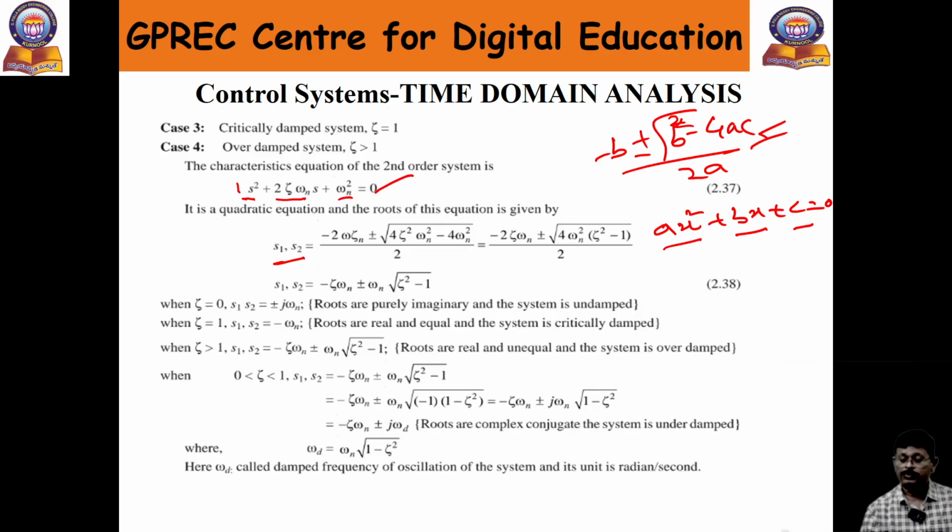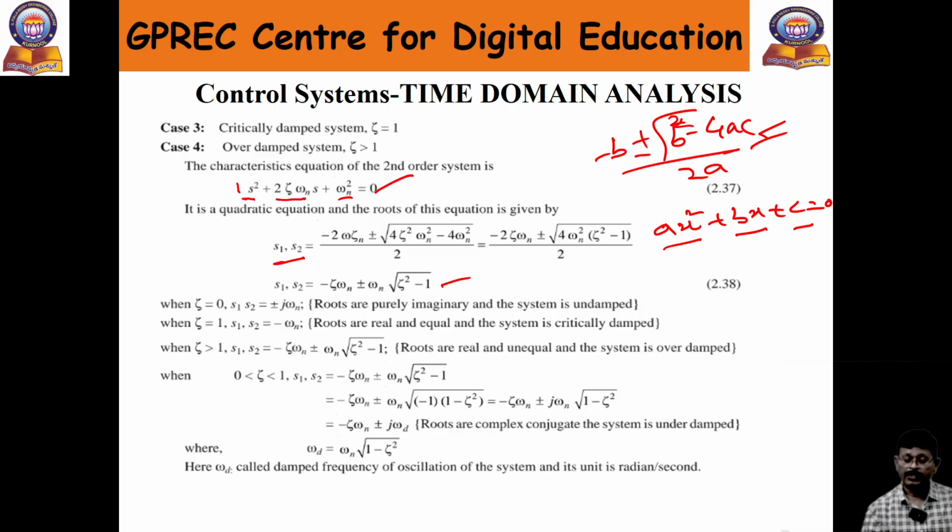Take 2 common here. Minus 2 there, take 2 common, and automatically the 2 cancels out. So we get minus zeta omega n plus or minus omega n root of zeta square minus 1. So these are the roots of the second order classic equation. These are the standard roots: minus zeta omega n plus or minus omega n root of zeta square minus 1.